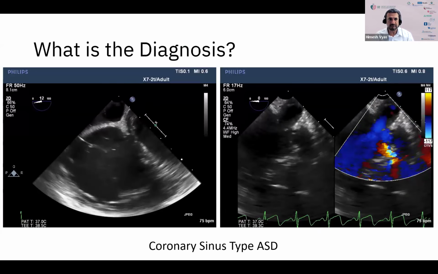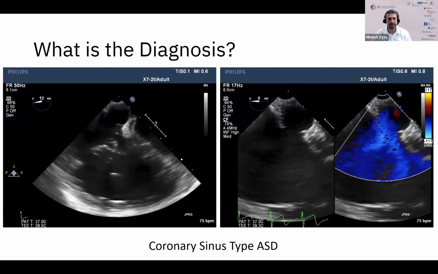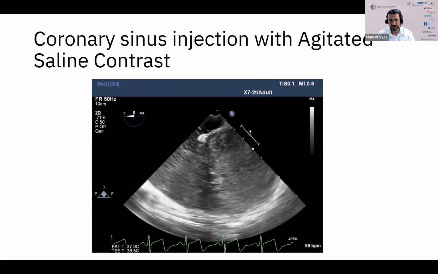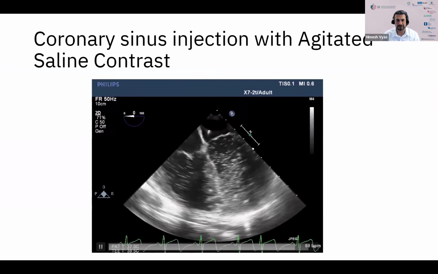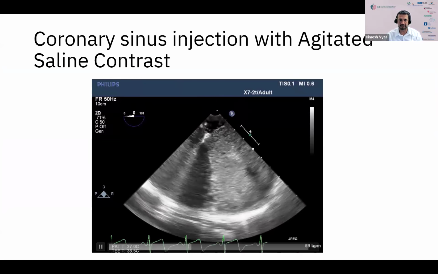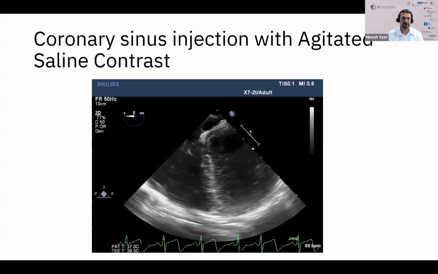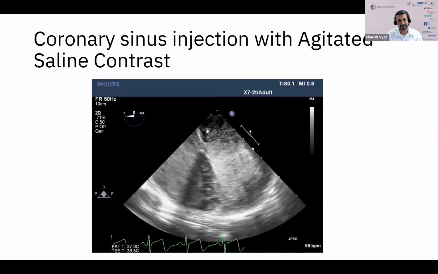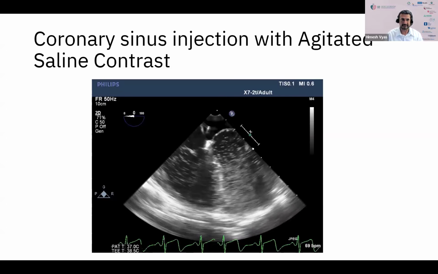So to prove it, we did an agitated saline contrast study, injecting the coronary sinus. And you see brisk opacification. You can see the catheter here in the coronary sinus. And there's brisk opacification of the left atrium as well as the left ventricle. And this is consistent with an unroofed coronary sinus. So this patient eventually underwent surgical repair of a large residual shunt from an unroofed coronary sinus type ASD.